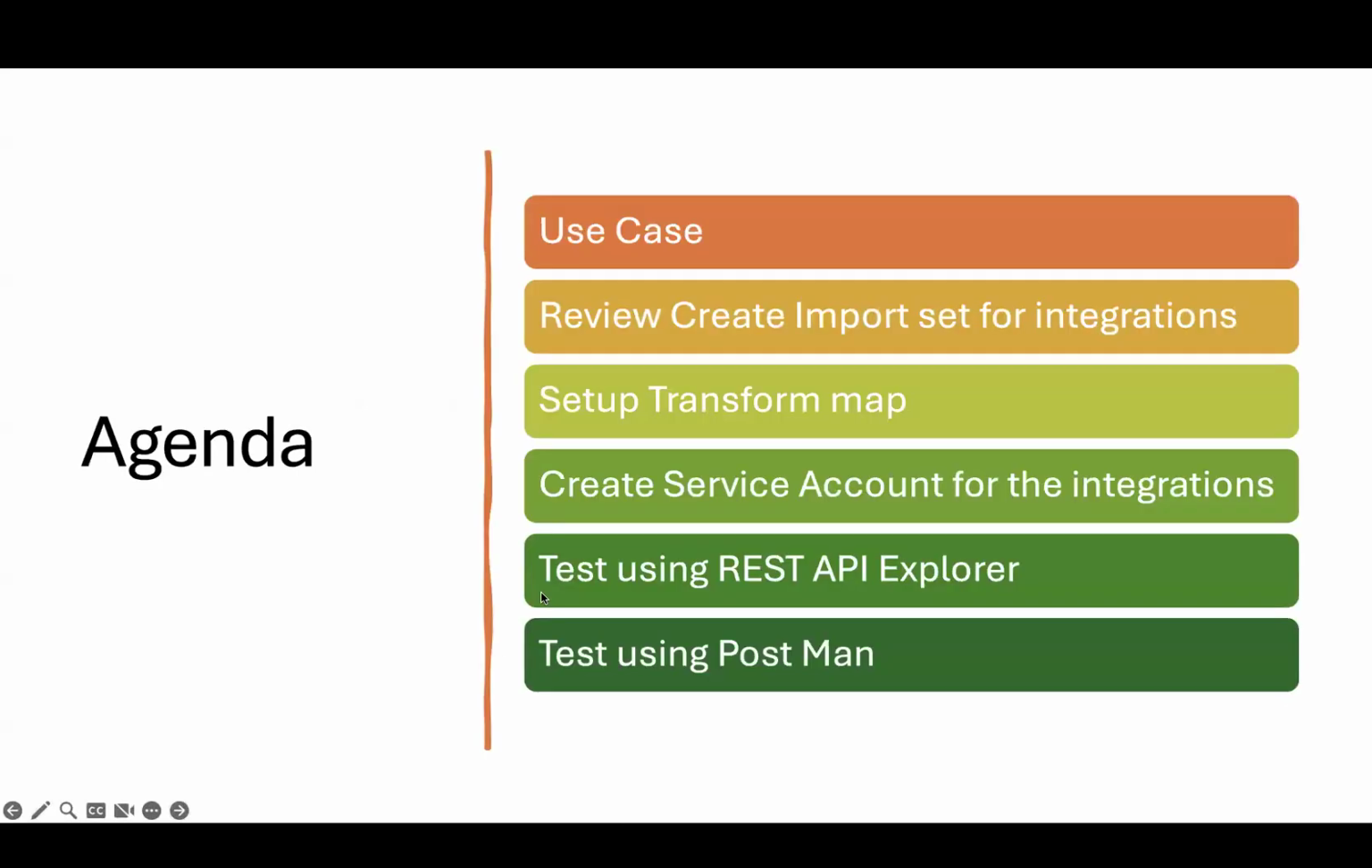All right. So quick and dirty agenda. Again, we're going to go over the use case. That will be the only slide we're going to see. And then from there, we're going to go into the tool where we're going to create an import set for the integration, set up a transform map, create a service account for this integration, and then we're going to test it out using REST API Explorer, which is in the tool, and then also using Postman. That Postman is outside of ServiceNow.